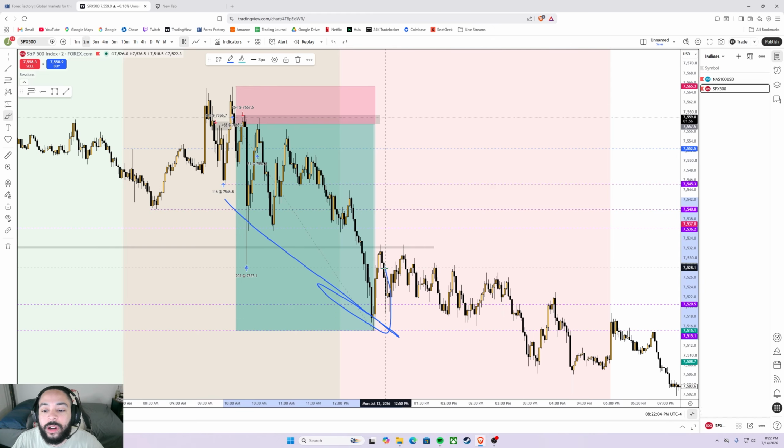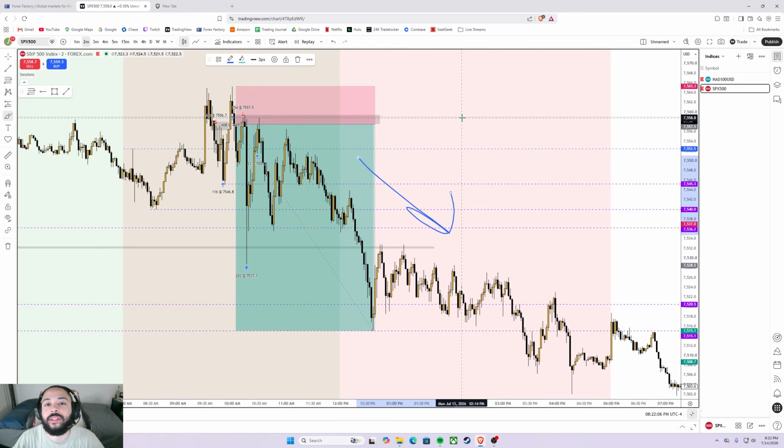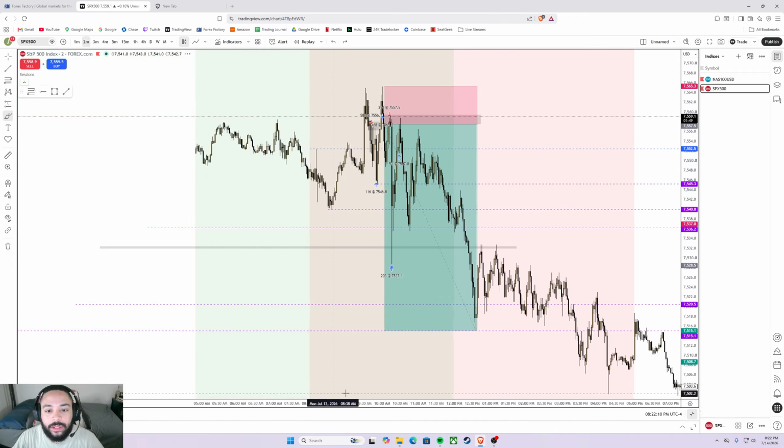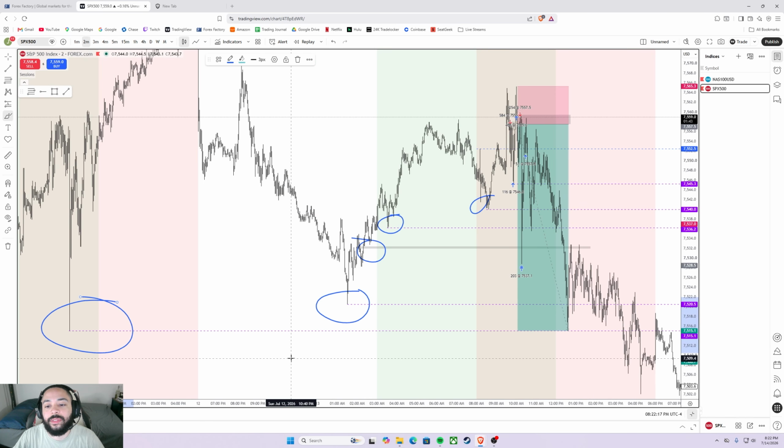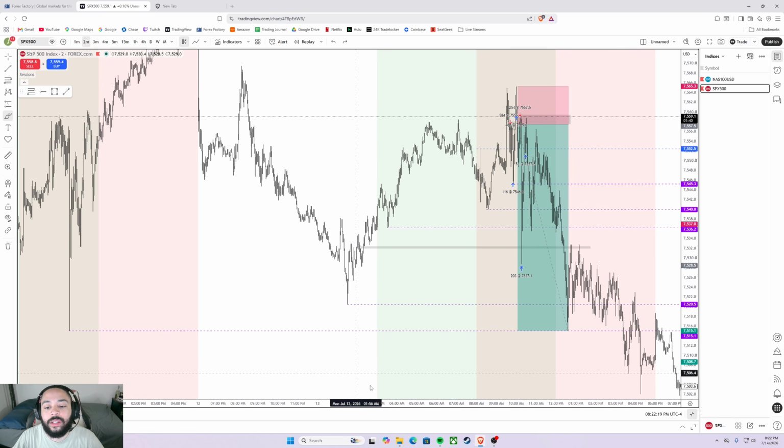So because the market wanted to go lower, all the way down here. And what was lower? This low, this low, a gap right here, this aggressive wick from the day before, right? These are all targets.